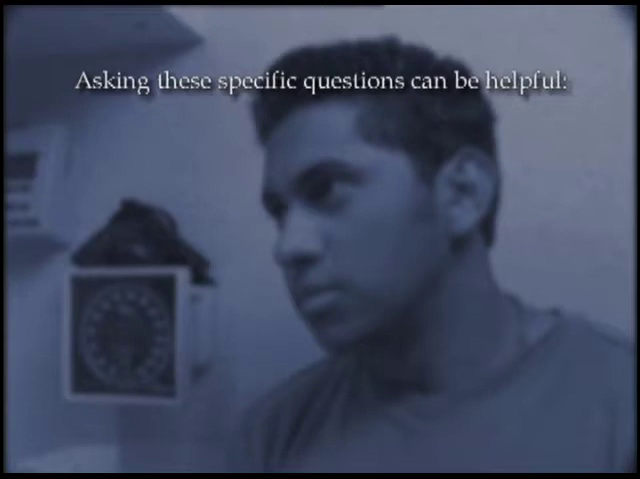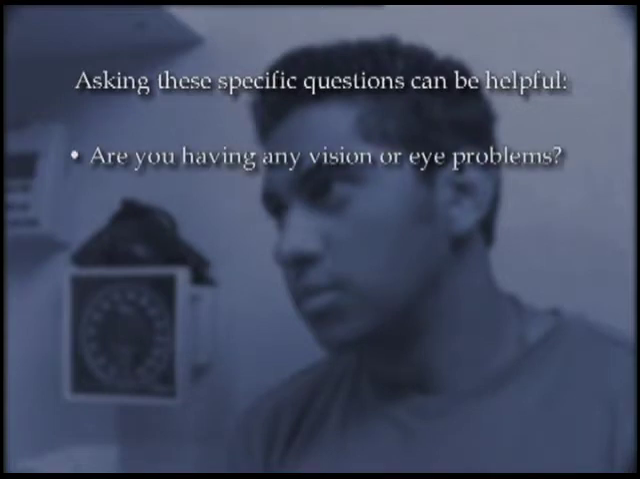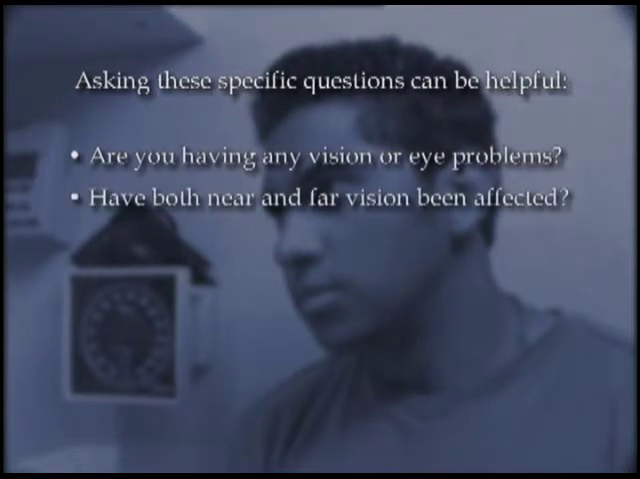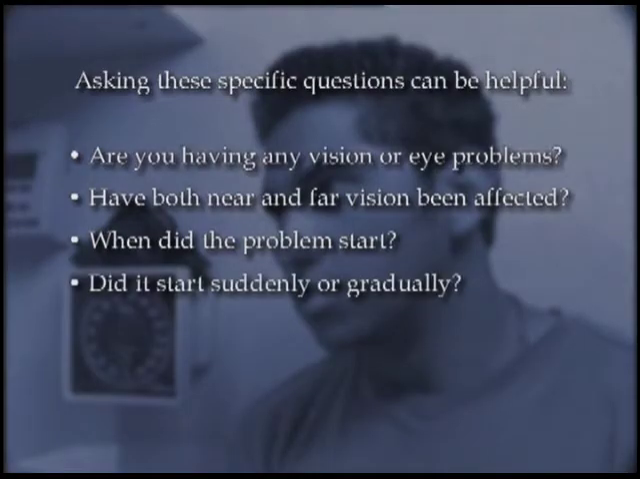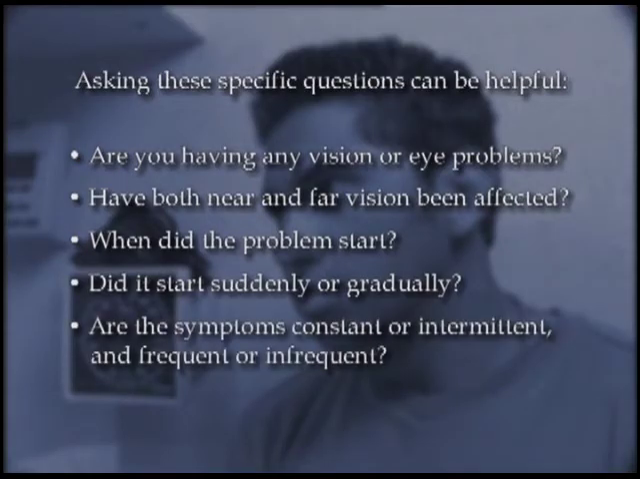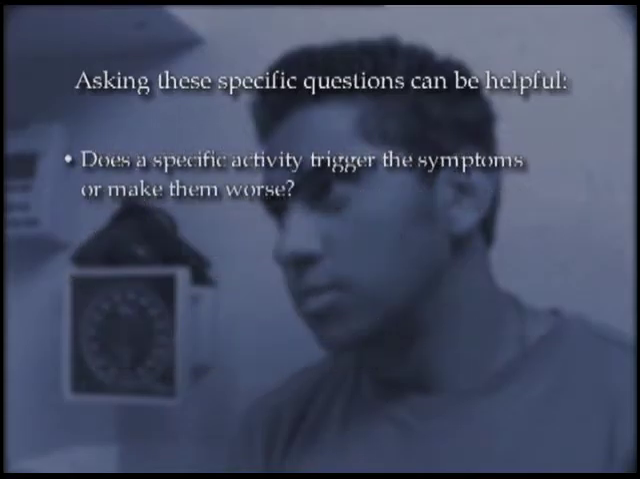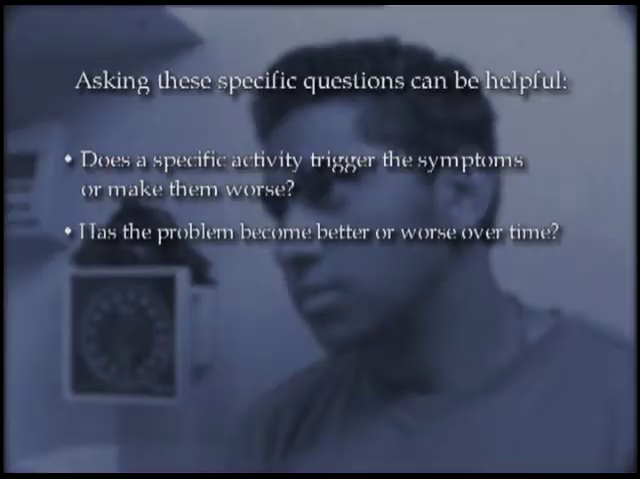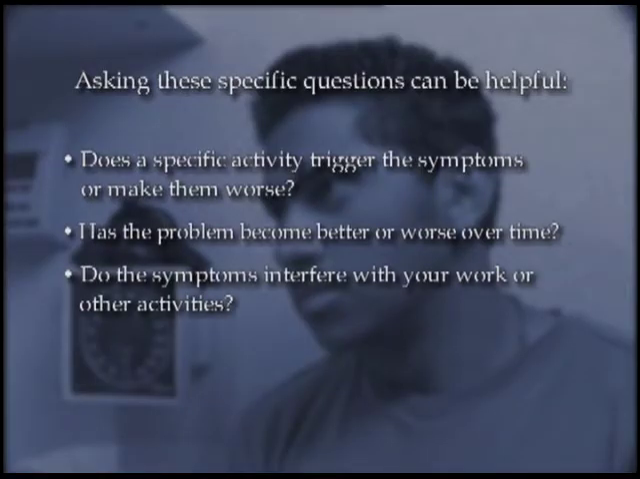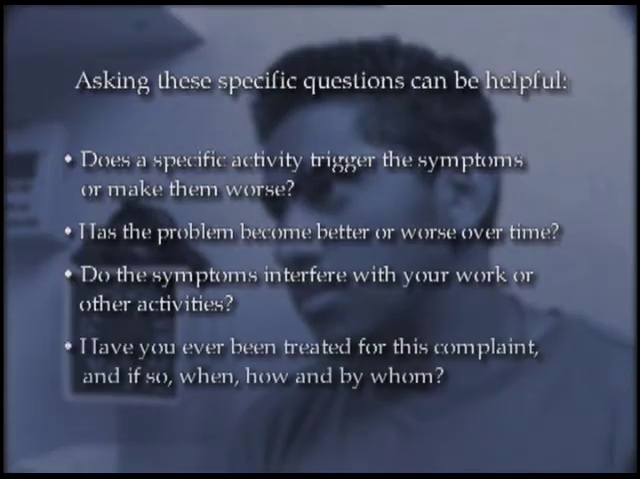Asking these specific questions can be helpful. Are you having any vision or eye problems? Have both near and far vision been affected? When did the problem start? Did it start suddenly or gradually? Are the symptoms constant or intermittent and frequent or infrequent? Does a specific activity trigger the symptoms or make them worse? Has the problem become better or worse over time? Do the symptoms interfere with your work or other activities? Have you ever been treated for this complaint, and if so, when, how, and by whom?